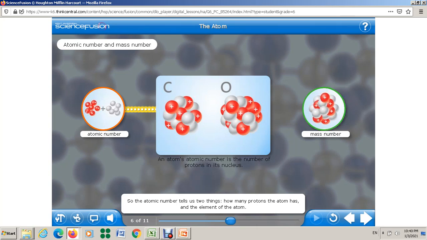Hello everyone. In this video we want to talk about the other thing that we can use to describe atoms. In the previous video we talked about the atomic number. Now we want to move to talk about something which is called the mass number. To understand this, I'm going to explain this example first.